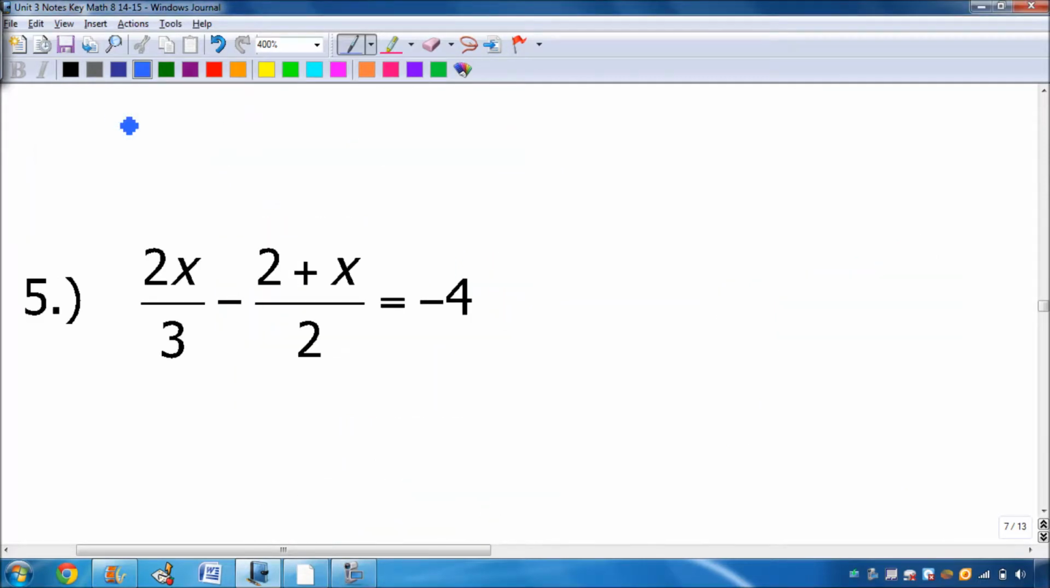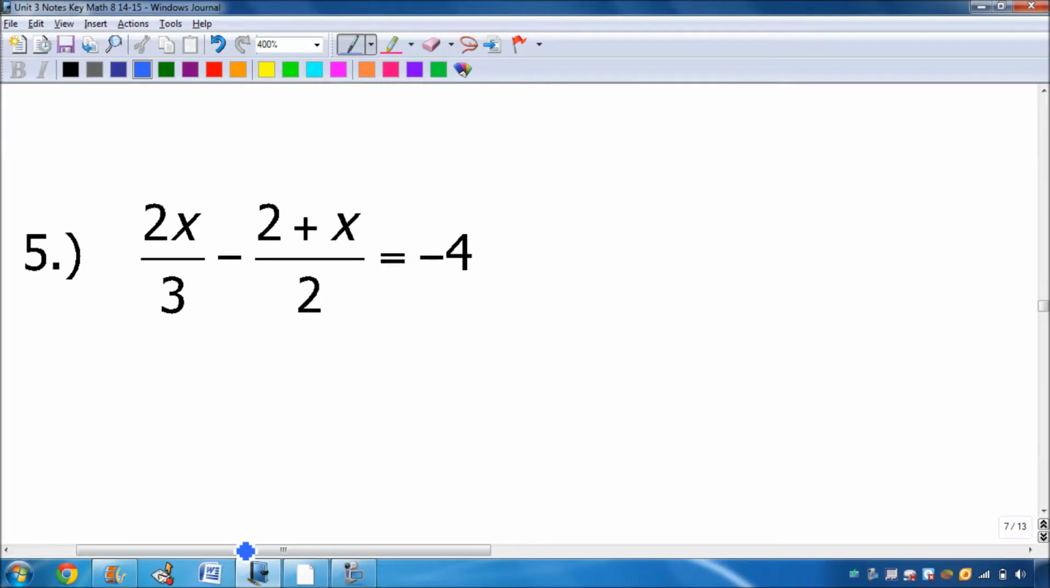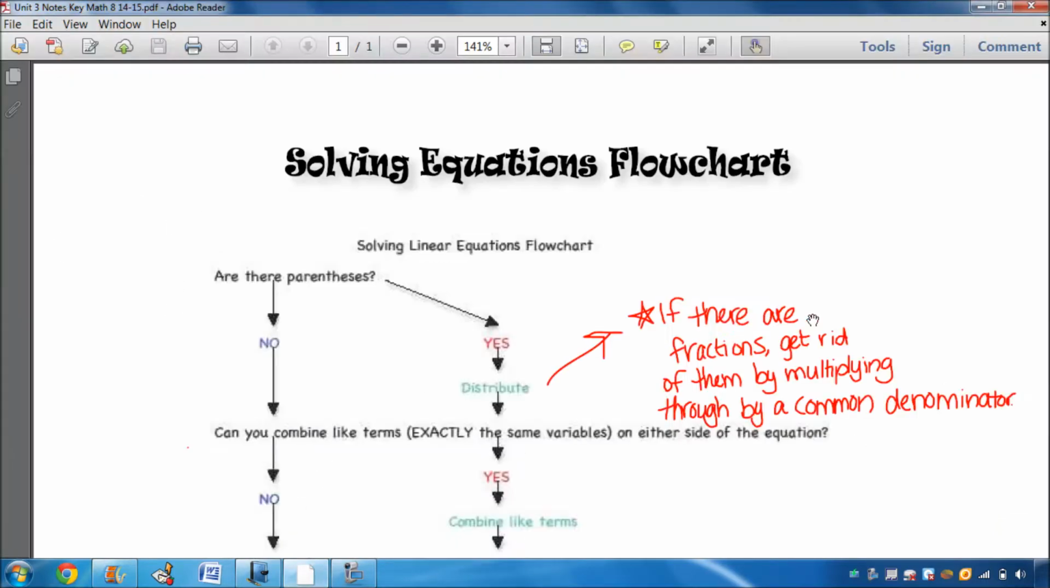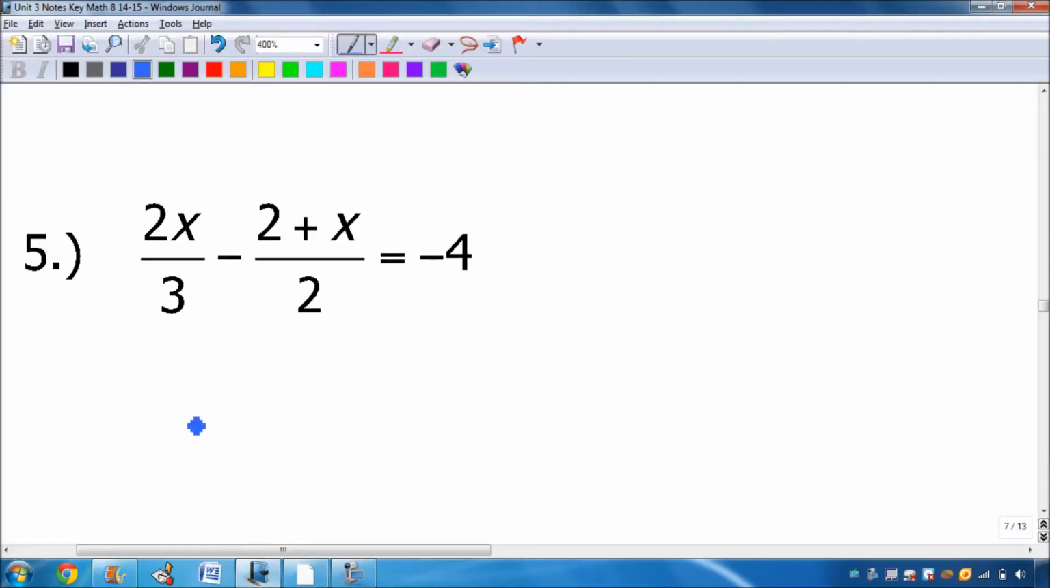All right, you guys, number 5 is exceptionally tricky, so please be really careful as we go through this question together, okay? You have fractions. So you want to get rid of your fractions immediately. The way we're going to do that, just like we saw in our flow chart, is that we are going to get rid of them by multiplying through by a common denominator. So I have a denominator of 3 and a denominator of 2, which means that my common denominator would have to be 6 because 3 times 2 is 6 and they have nothing else in common. So I'm going to multiply everything through by 6.